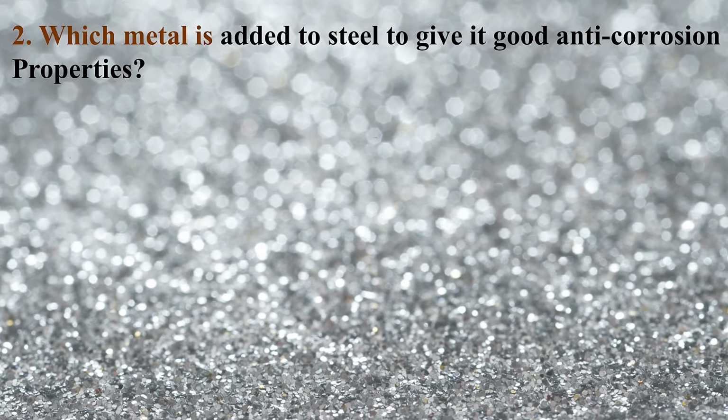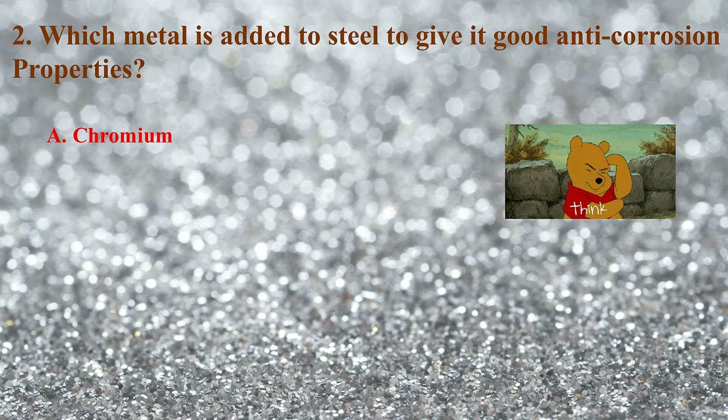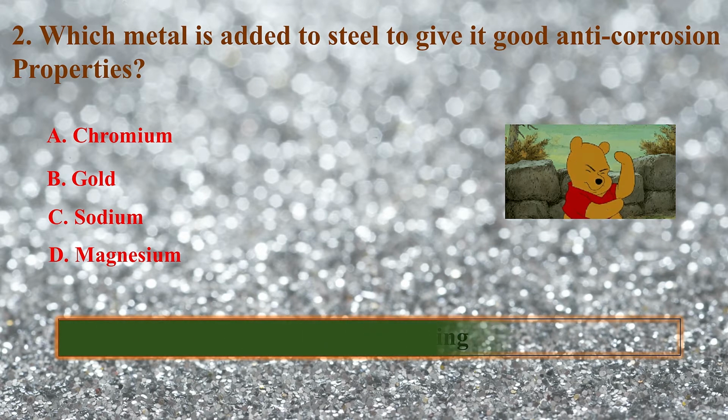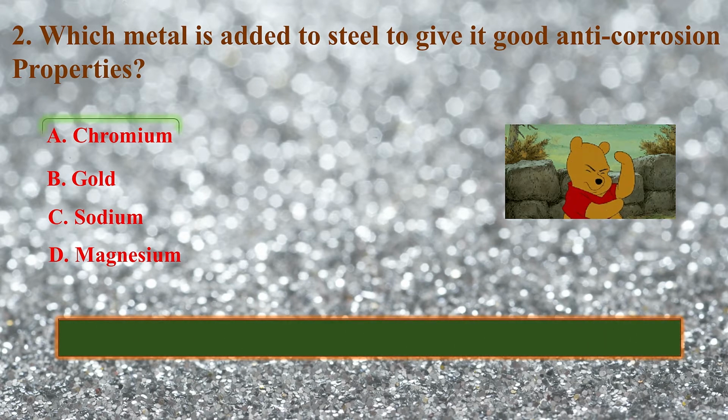Which metal is added to steel to give it good anti-corrosion properties? And your options are A, chromium, B, gold, C, sodium, and D, magnesium. Your time starts now. Think about it. So the correct answer is chromium, A.